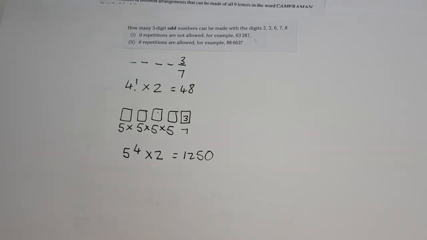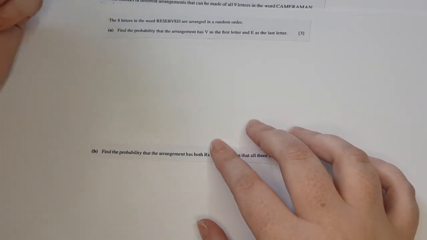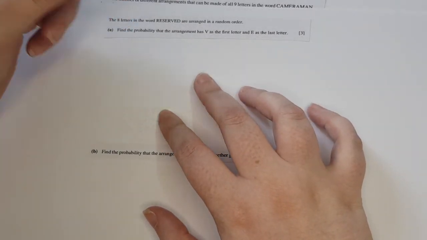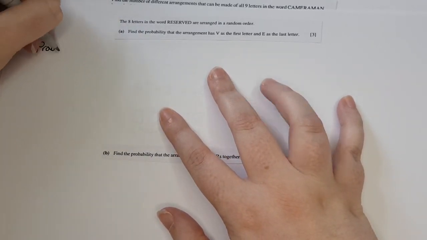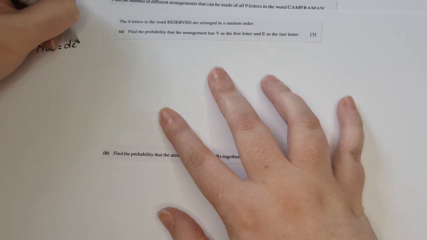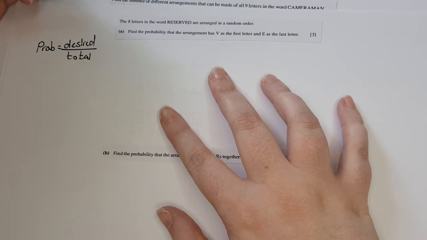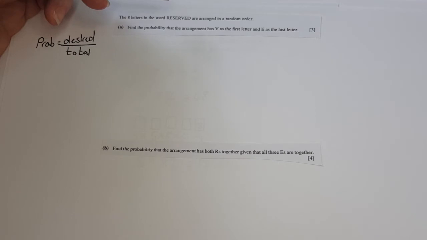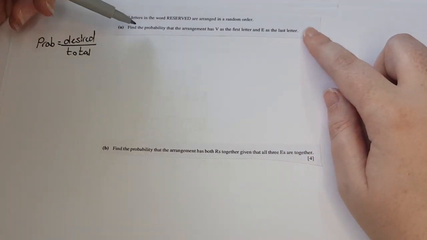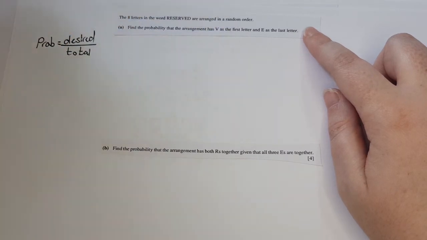And then the other thing that we can have with arrangements is probabilities of arrangements. So probabilities of arrangements work exactly the same way as all our other probabilities. We say probability is going to equal what we want, so the desired thing, divided by all the total options. So in this example, I've got 8 letters of the word reserved arranged in a random order, and I want to find the probability that the arrangement has V as the first letter and E as the last letter.